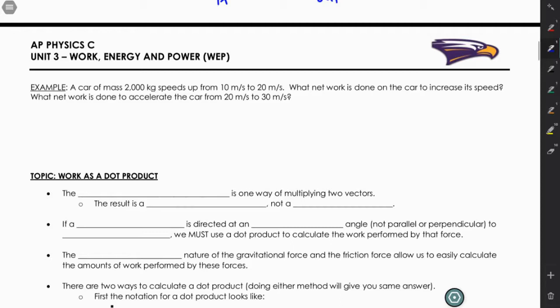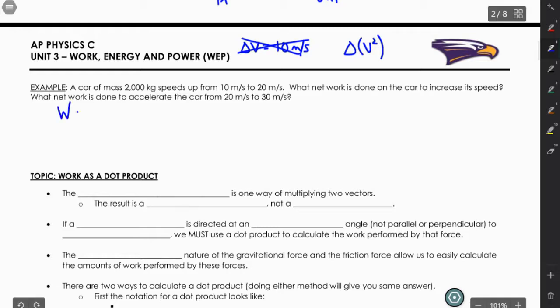So they actually want you to fall into a trap here, because if you look, the delta v is 10 meters per second for both situations. But you do have to be careful, because we're not doing delta v, we're actually doing delta v squared. That means the difference of the velocity squared. So we just simply use our equation: work equals 1/2 mass times v squared minus v initial squared. For the first situation, it'd be 1/2 times 2,000 times 20 squared minus 10 squared.